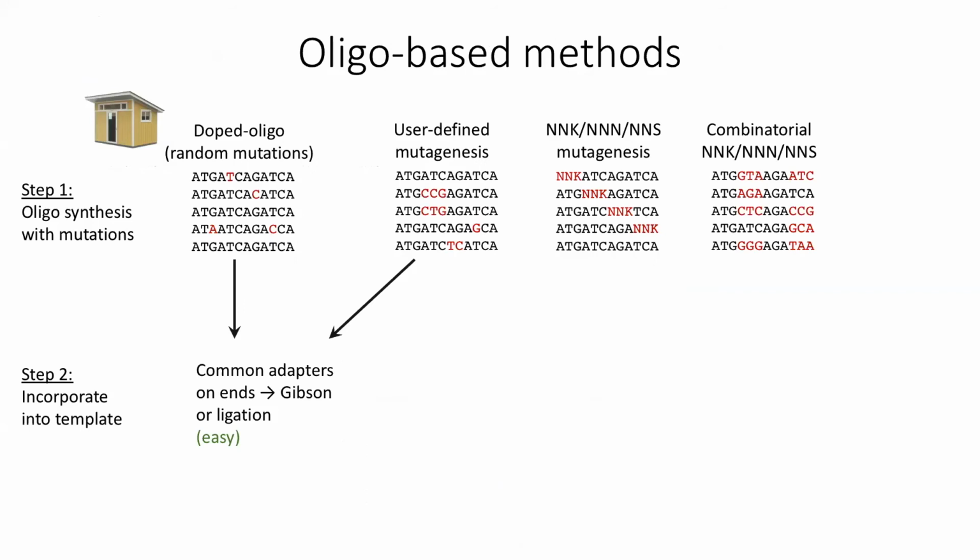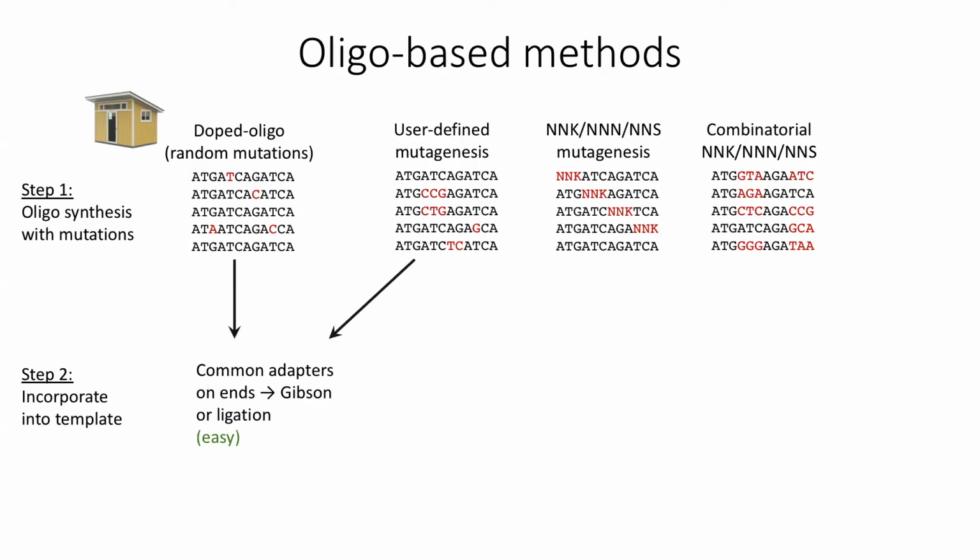All right. So I'm going to switch over now to talk about oligo-based methods. And all of these start with ordering a number of oligos from a company like IDT or Twist, and then once you've ordered the oligo, incorporating it into your template in some way.